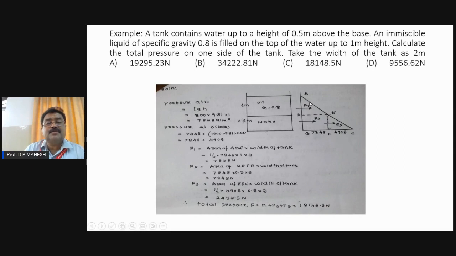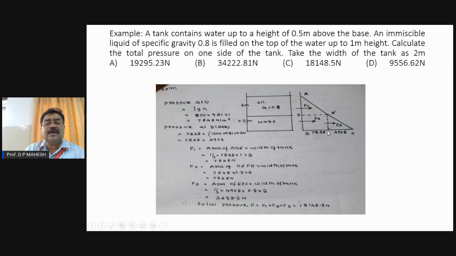We can construct the pressure distribution diagram. The pressure here is 0. The pressure here is 7848. And similarly, we can calculate the pressure here. The pressure at the bottom of the tank is the pressure here plus the pressure due to water. Here, when these two are put together, 7848 plus 4905, the total sum will be the pressure here. So in the pressure distribution diagram, at the bottom we have the pressure equal to 7848 plus 4905. Instead of adding, it is just kept as it is to construct this diagram easily.